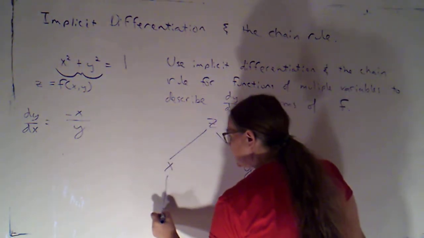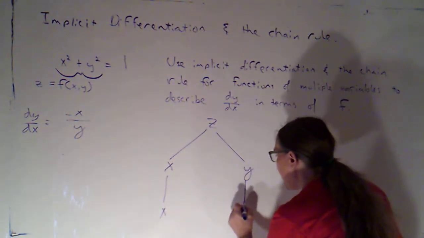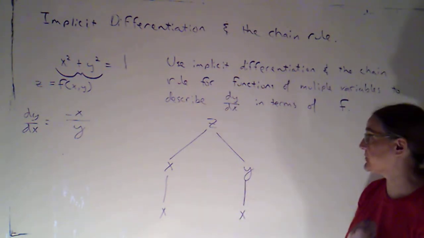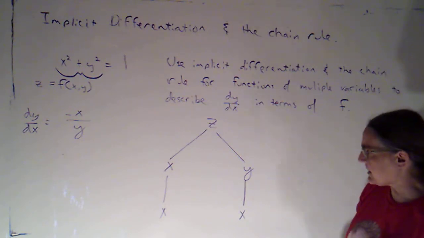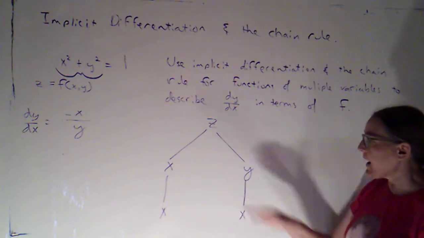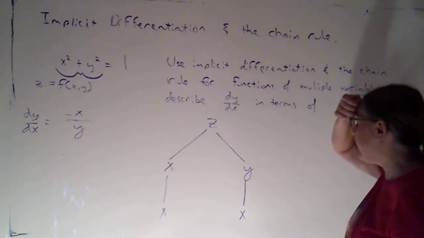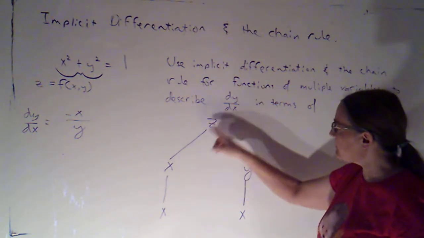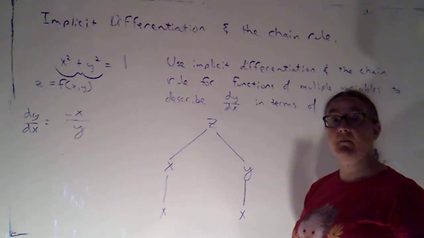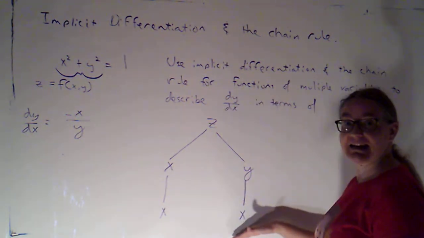X, of course, is a function of itself. That would just be the identity function, x is x. But we're saying that y is implicitly some function of x. Okay. Now, what's interesting here is that x shows up on more than one level. So I have to be very, very careful here because I want to avoid referring to derivatives of z with respect to x unless I'm talking about the entire relationship between z and x.